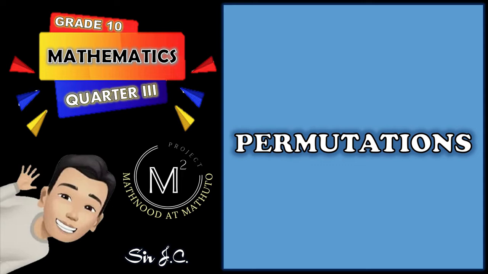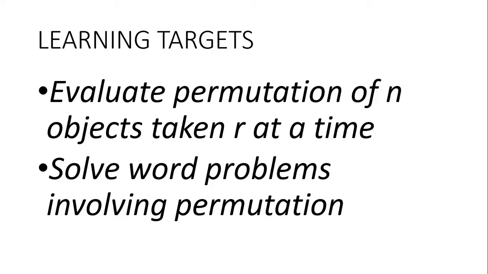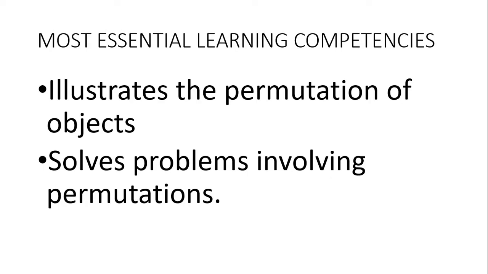To start this video lesson, let us identify our learning targets. First, at the end of this video, you shall be able to evaluate permutation of n objects taken r at a time. Secondly, solve word problems involving permutation. These learning targets are guided by the most essential learning competencies of illustrates the permutation of objects and solves problems involving permutations.